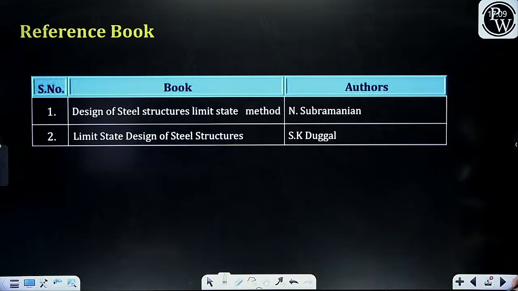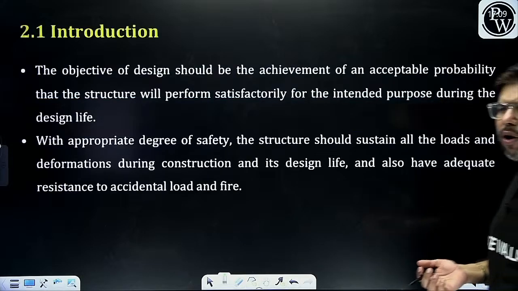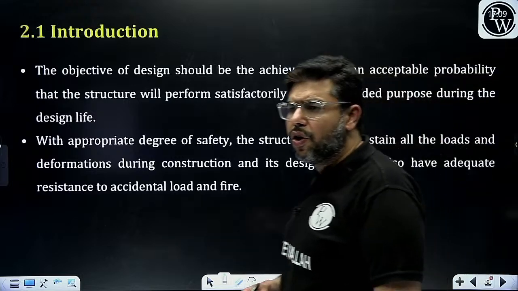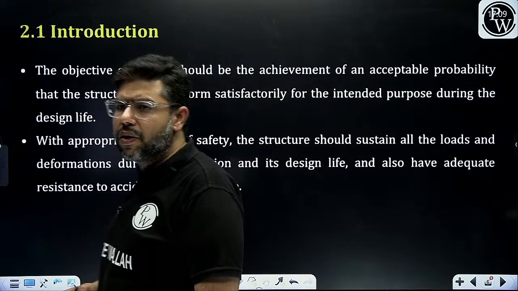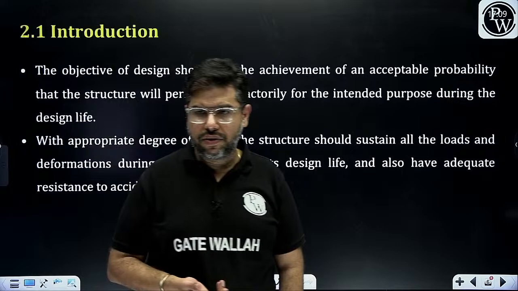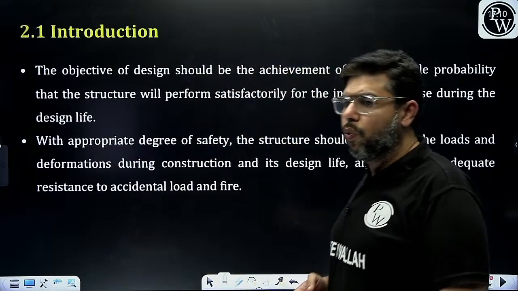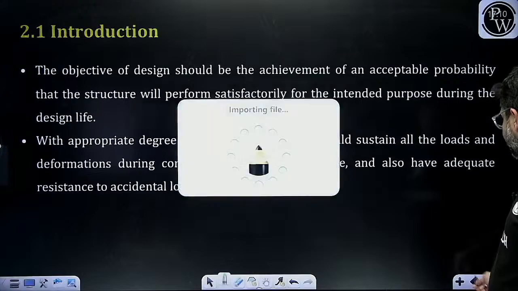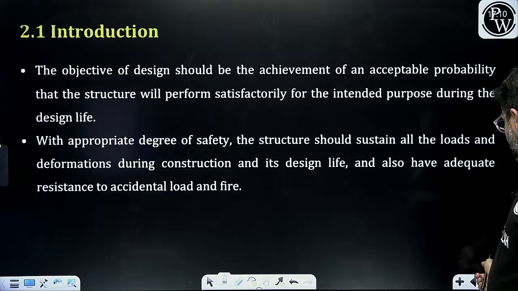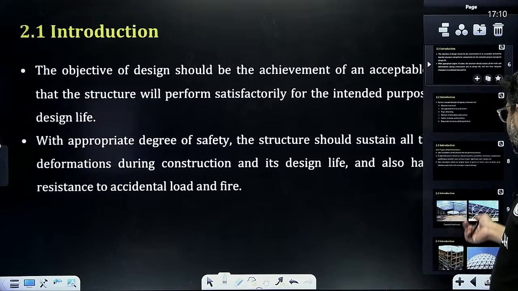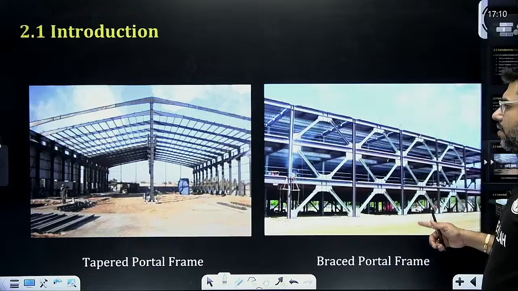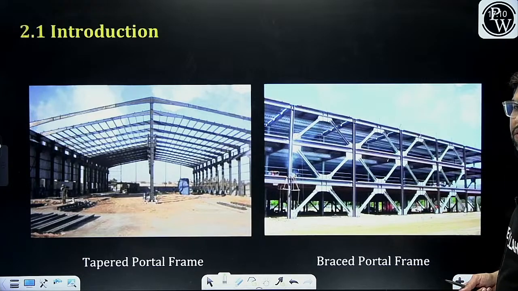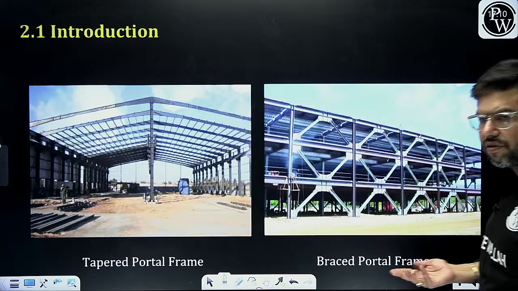Let us begin. General design consideration is similar to that of RCC. You already understand what steel structures are. You might have seen a steel structure. Steel structures are structured like this. These are the basic kinds of steel structures that you see in civil engineering.